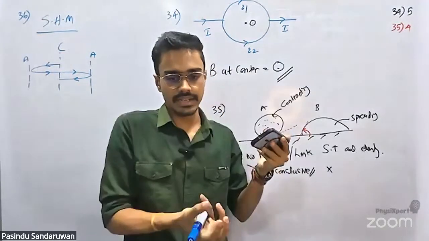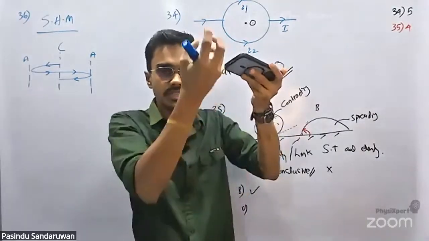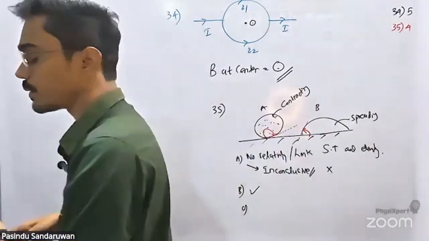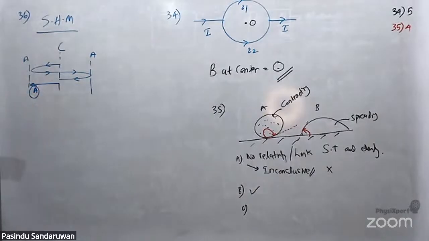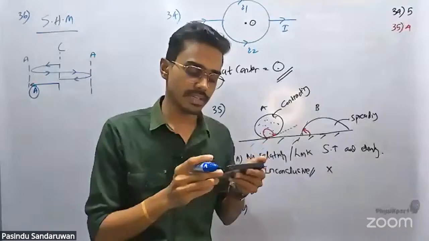So once it is released from that point, it undergoes the motion like this. The center is somewhere here, and the release point is the amplitude. Therefore, at the release point, it should be at the amplitude. So therefore, 2 is wrong, 3 is wrong, 2 and 3 are wrong.